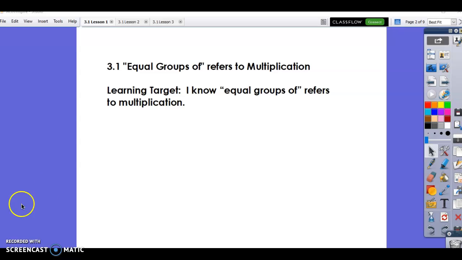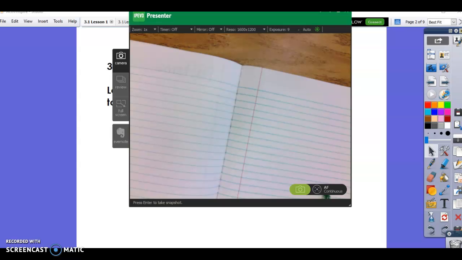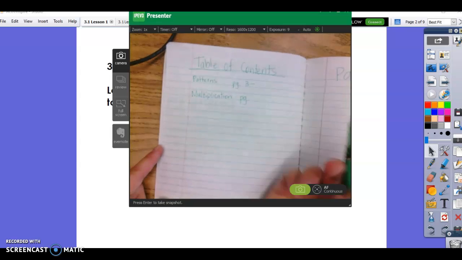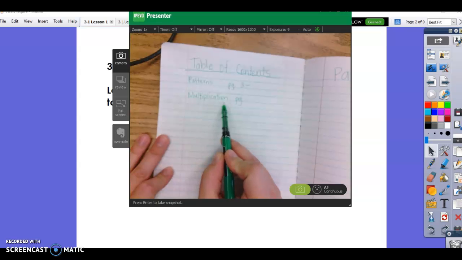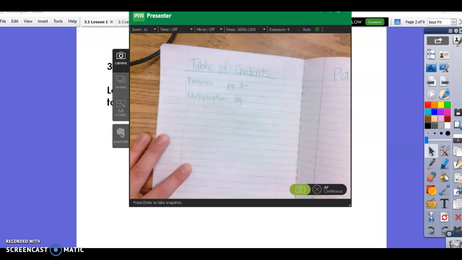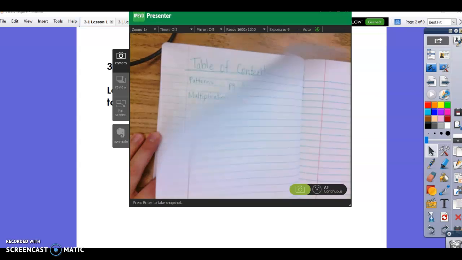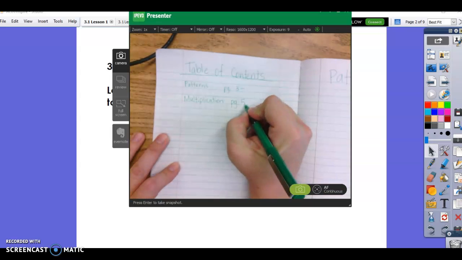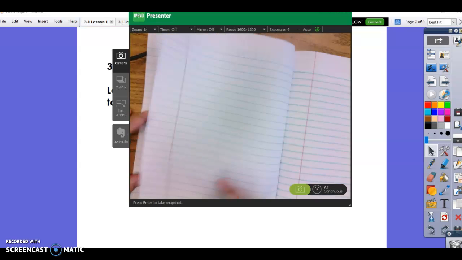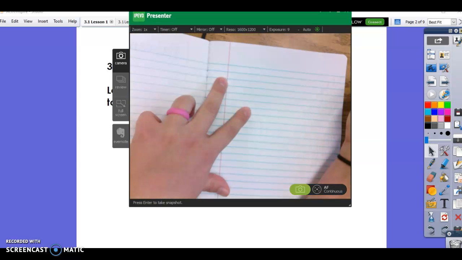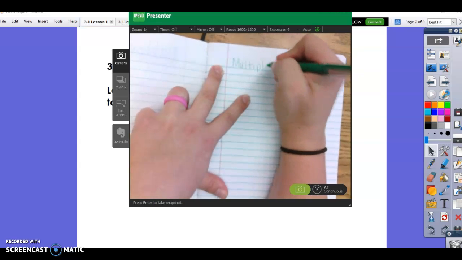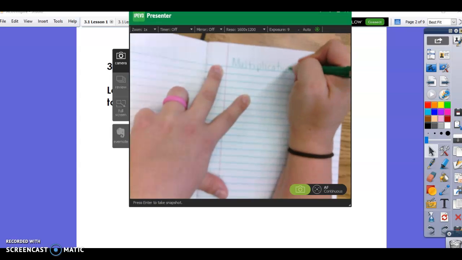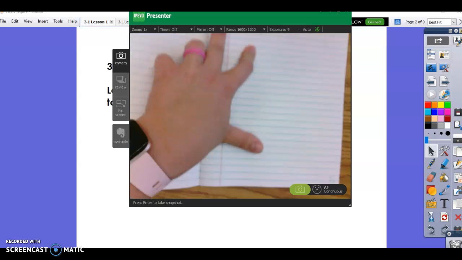What I want you to do really quickly is, if you don't have your bomb, get your bomb out and go to your table of contents page. We're going to write multiplication on our next table of contents, and we're going to put the page number. Mine is going to start on page number 5. You should have numbered your pages and all that good stuff. So here at the top, I'm going to write multiplication, and down here at the bottom, I have page number 5.